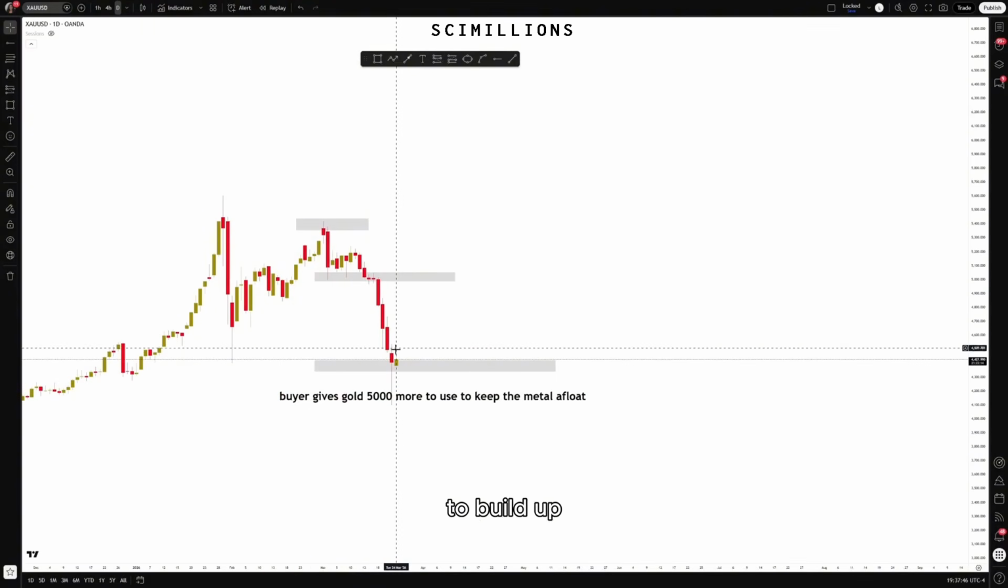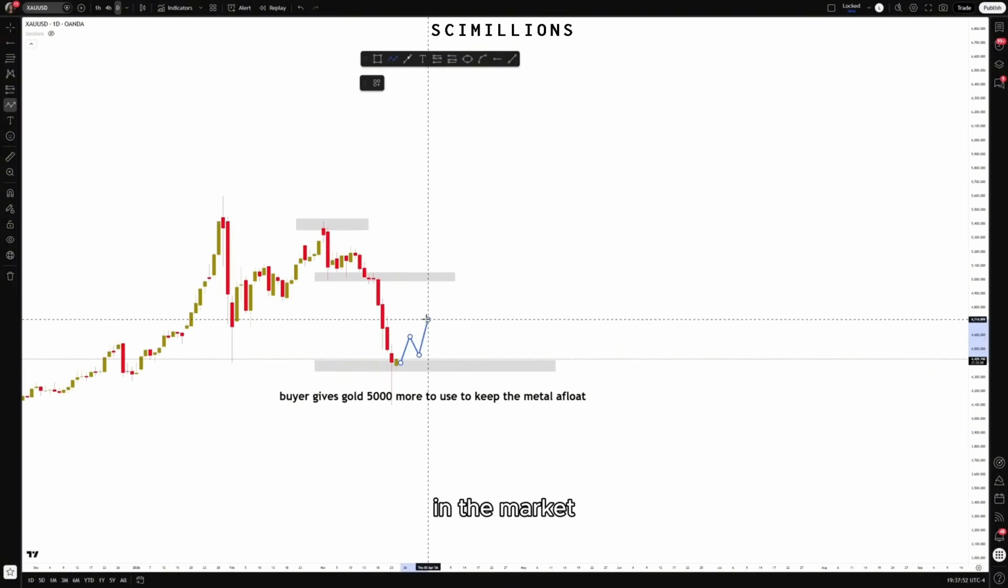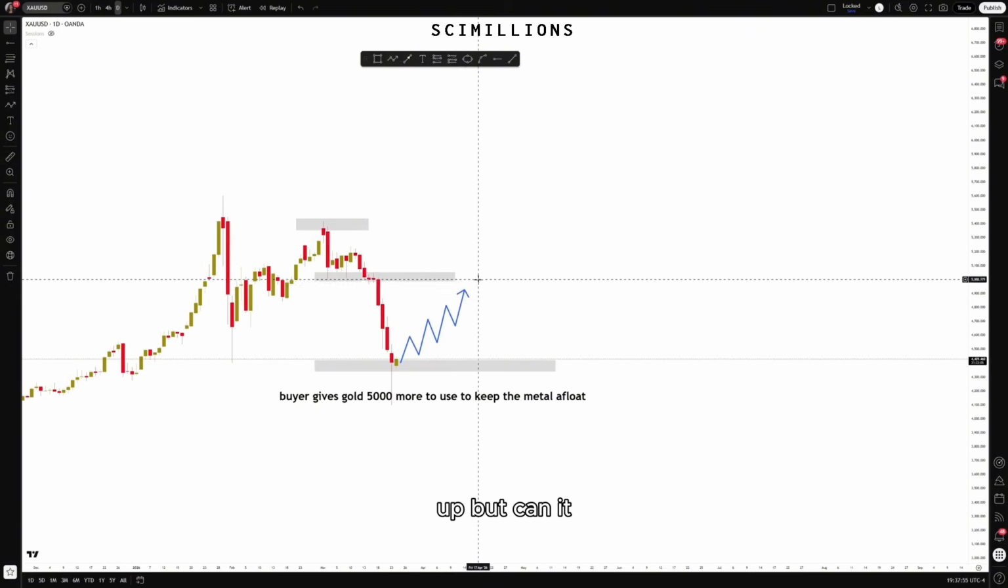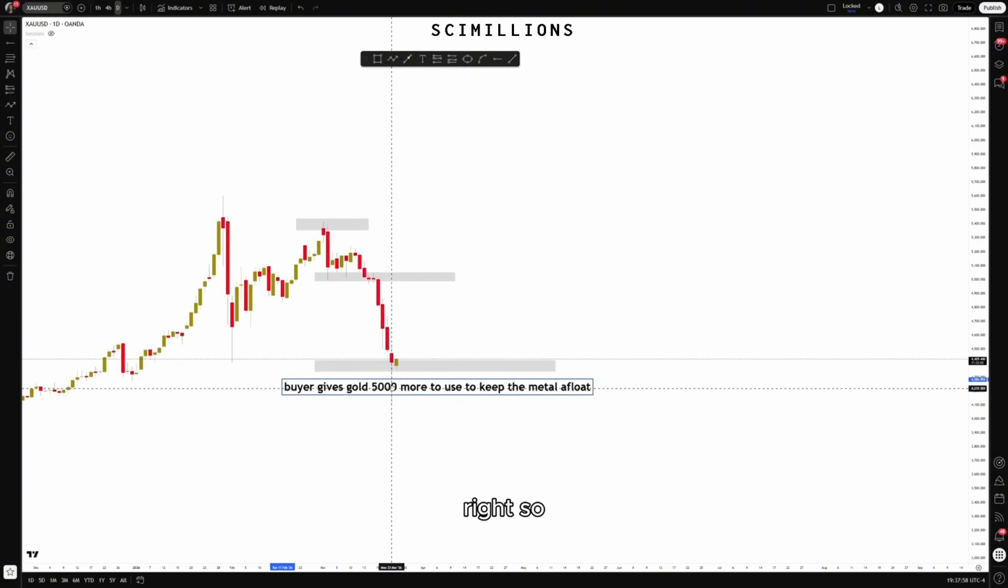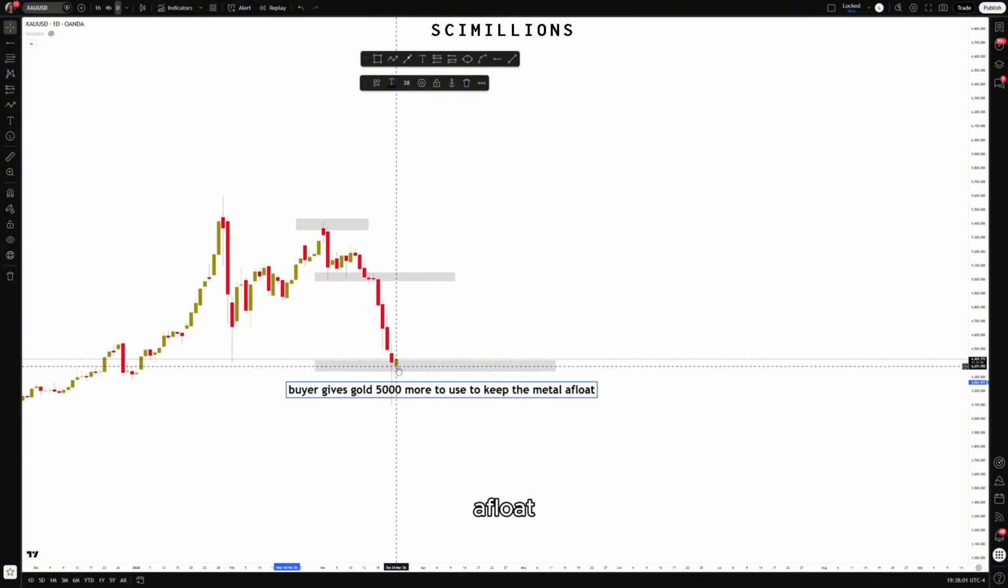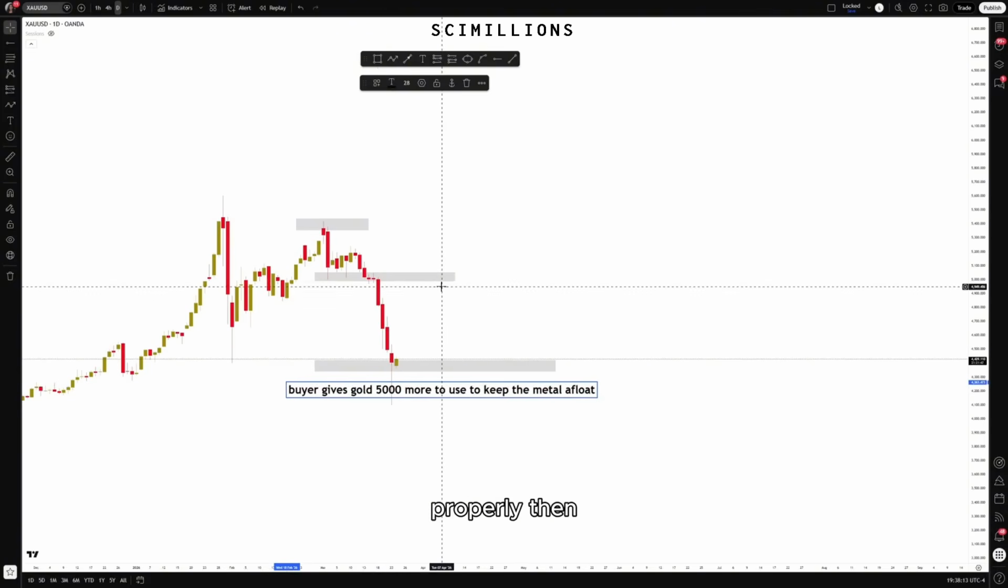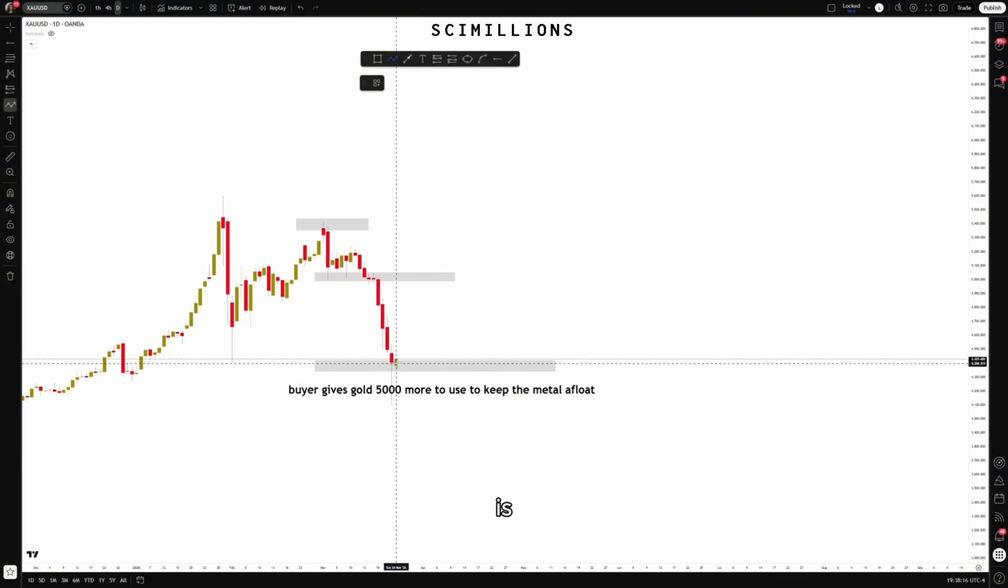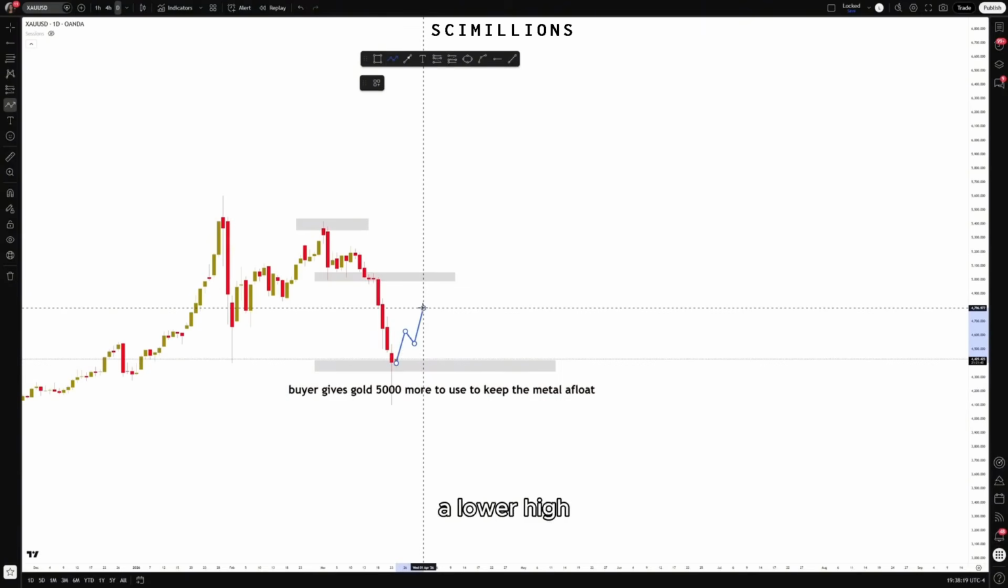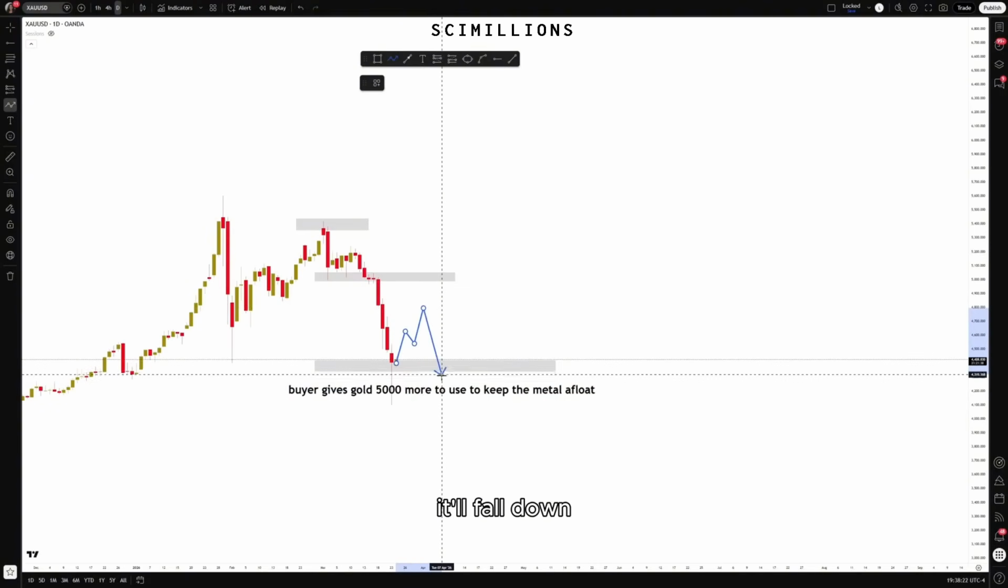Now it is up to gold to build up off that structure and see if it's going to go on an uptrend. Because remember, everything in the market wants to have value and it wants to go up, but can it? So the market was given 5,000 to keep this afloat. You'll see some resistance or some support kicking in. You'll see price try to buy up off of this, but if gold can't use this 5,000 for good and continue to go higher, if it can't manage it properly, then it's just going to fall down. But it's going to try its best, and then it's going to create a lower high, which is what we want. And then it'll fall down, right?